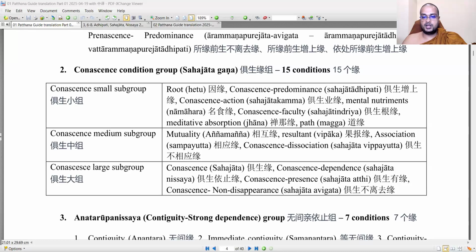this base prenascence dependence belongs to the base prenascence group. It's called the Vatthu Purejata group. And the object prenascence belongs to the object group, Aramana group, right? So like that, there's a small division in here.